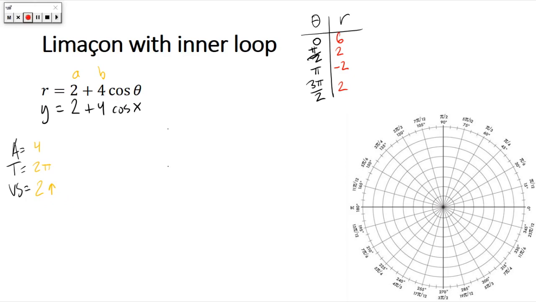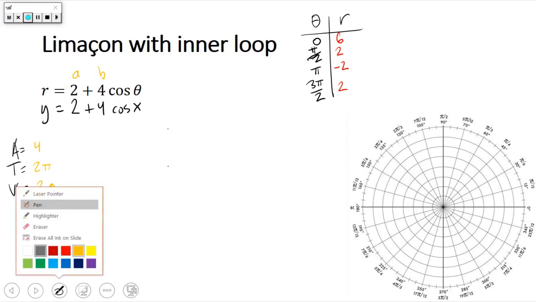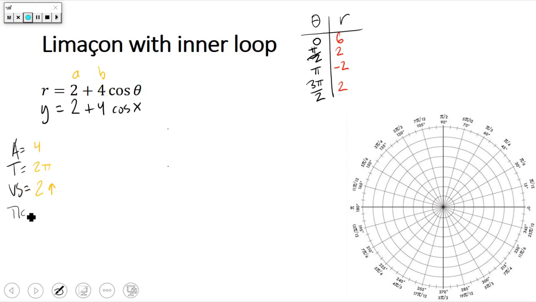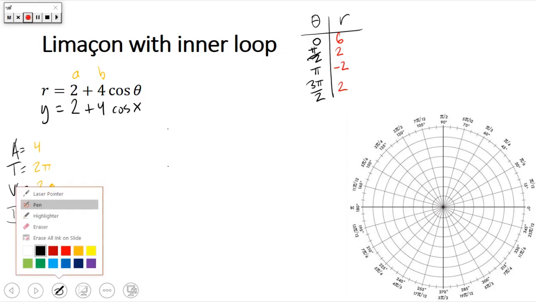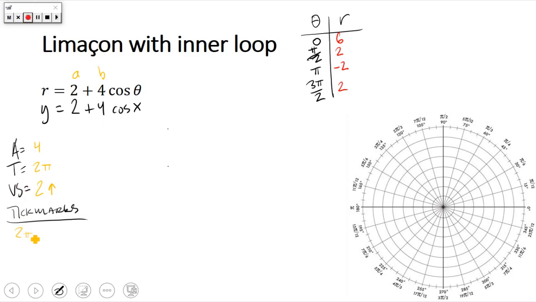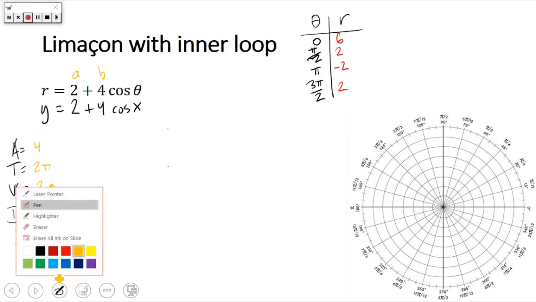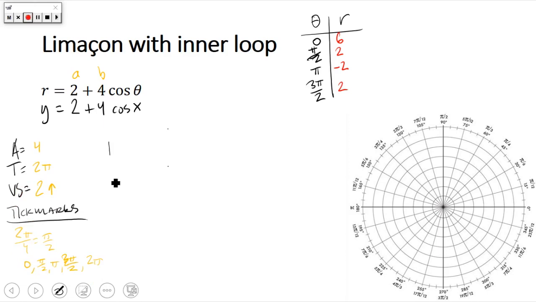We also need tick marks. Tick marks are going to be, again, 2 pi over 4, so pi over 2. So the tick marks are your standard tick marks for a normal trig function that's not been stretched in any way. 3 pi over 2 and 2 pi. So let's graph this real quick.